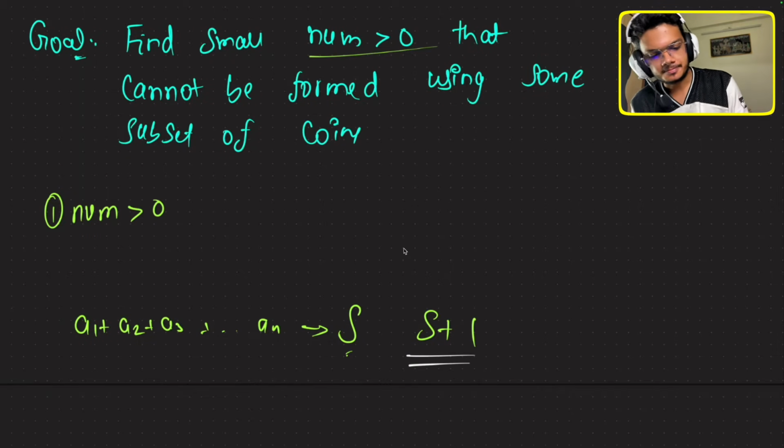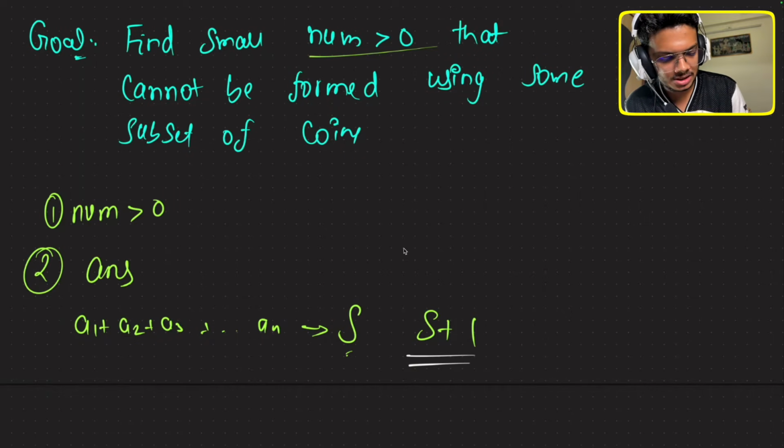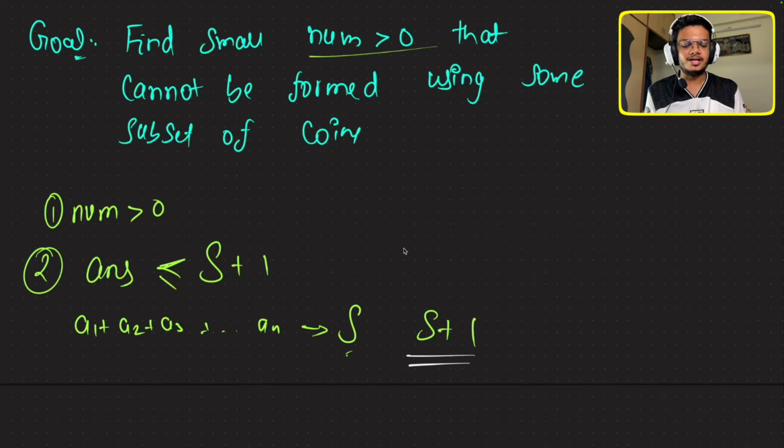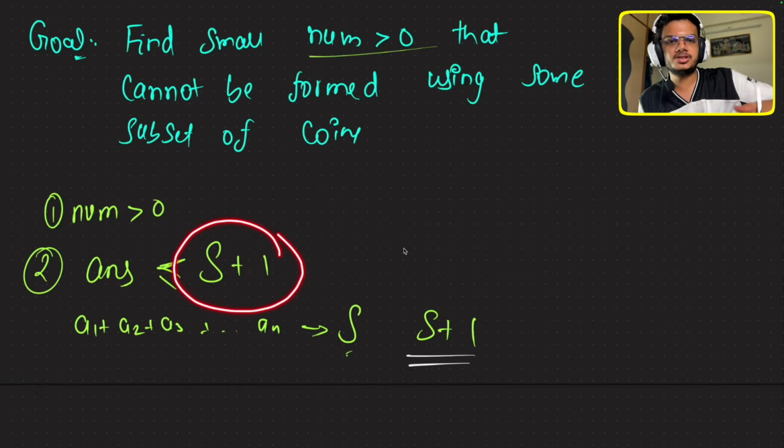So what does it say? This says that our answer has to be less than or equal to S plus 1, S being the sum of all the values of coins that are given to us. In the question it is clearly mentioned, you have to take a subset of coins. You cannot take a coin more than once. So in the worst case, your answer can be S plus 1, but not more than that.